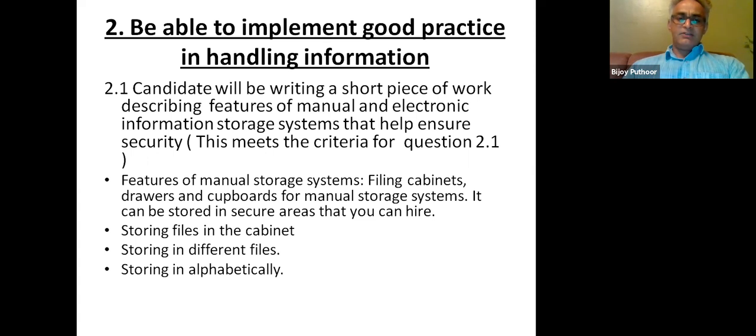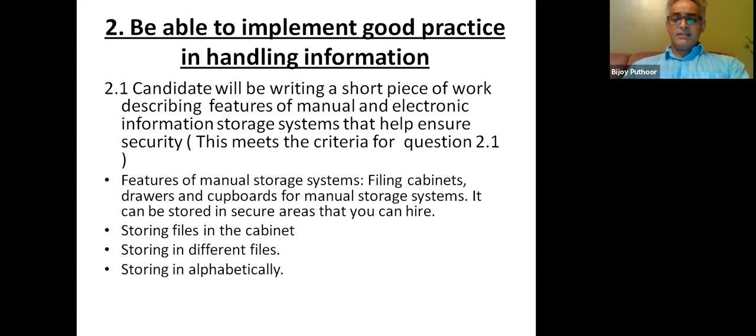This meets the criteria 2.1. So we're looking at the features of manual storage systems and features of electronic information storage systems as well. Features of manual storage systems include filing cabinets, which can be locked shut, and drawers and cupboards. It can be stored in secure areas that you can hire.